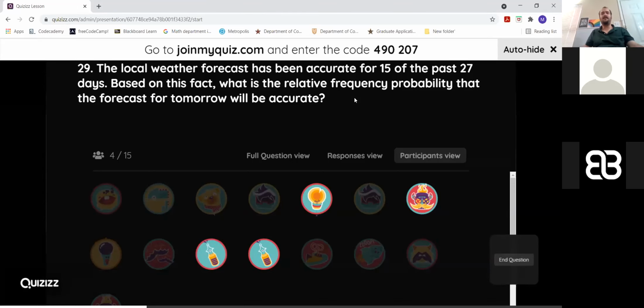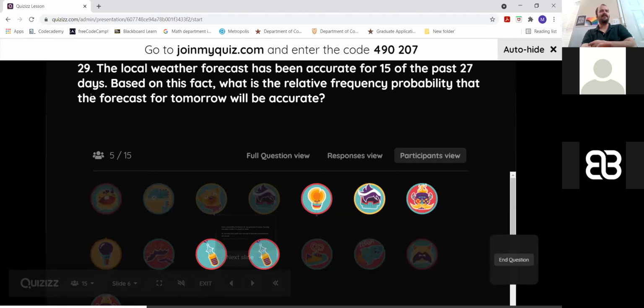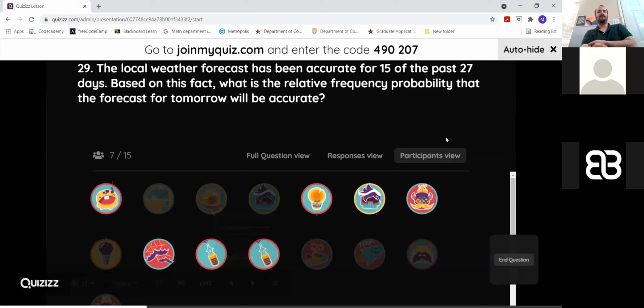Relative frequency is very similar to the theoretical probability, but with theoretical probability, we're making assumptions and predicting what's going to happen. Okay. Relative frequency, we observe what already happened. So if this has been accurate for 15 out of the 27 days total, what is the relative frequency that it will be accurate for tomorrow? We're assuming it's the relative frequency of how far we've been accurate thus far.